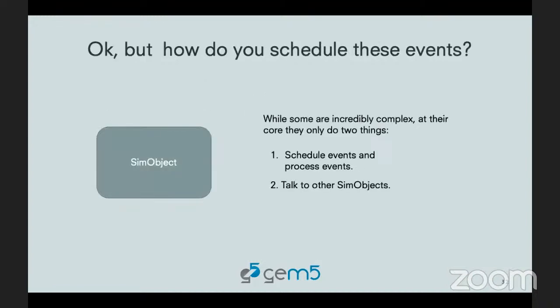I could go on about sim objects for a very long time, and I've elected not to, for better or worse. But how do you schedule these events? In gem5, everything is a sim object. And sim objects do two things that are relevant: they either schedule events or process events when they talk to other sim objects.